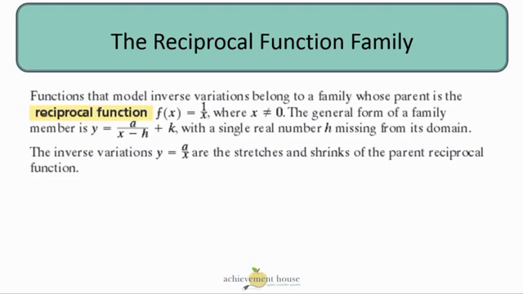So the general form of a family member is y equals a over x minus h, all that plus k, with a single real number h missing from its domain, because again that would make the denominator 0, and that cannot happen. So that's something you always have to check for. The inverse variations y equals a over x are the stretches and shrinks of the parent reciprocal function.